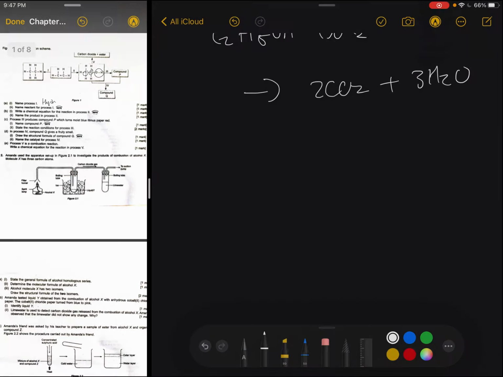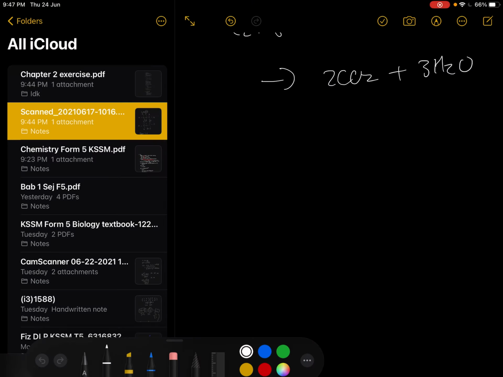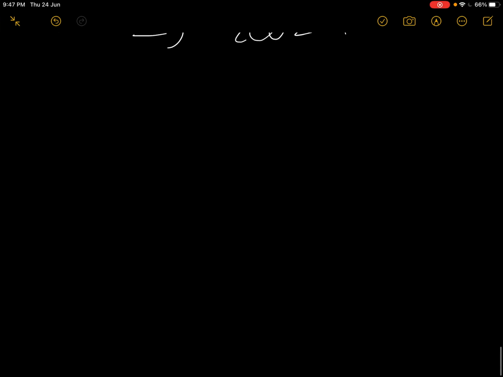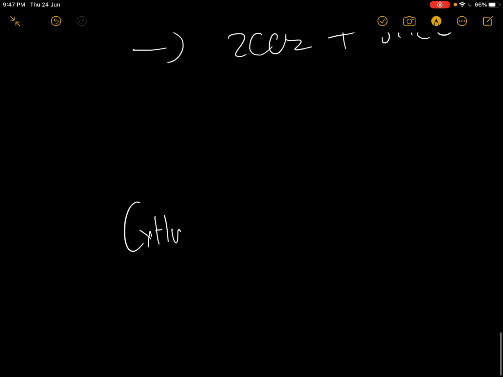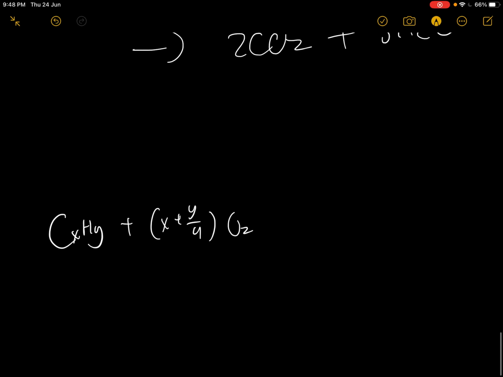Teacher teaching in class. Okay, so they'll give you like an equation. So let's say, I'm gonna close this, and then I'll put CxHy plus (x plus y over 4) O2 becomes, okay, wait, let me make it look prettier first. That was my bad. Okay, CxHy plus (x plus y over 4) O2 becomes xCO2 plus y over 2 H2O.